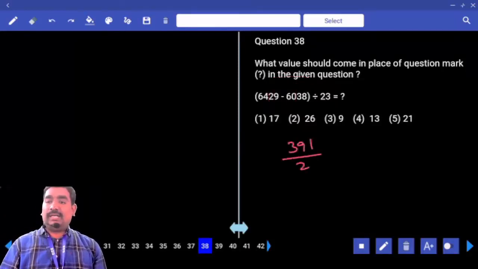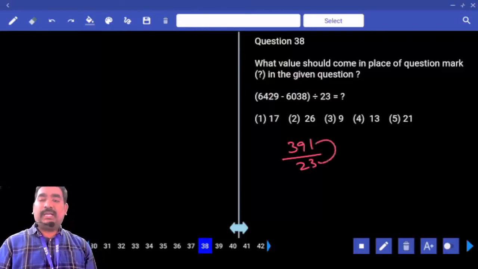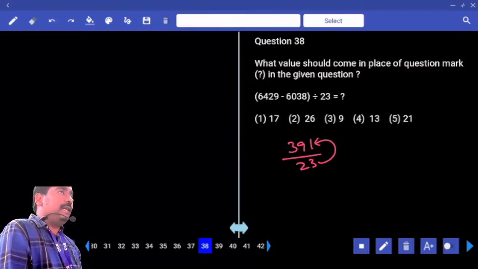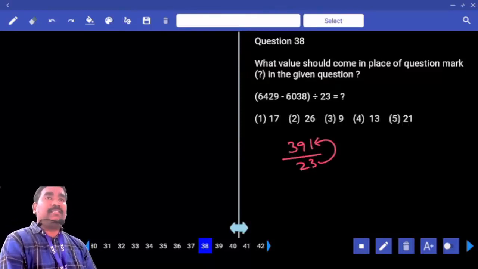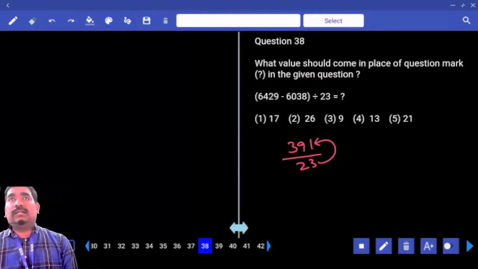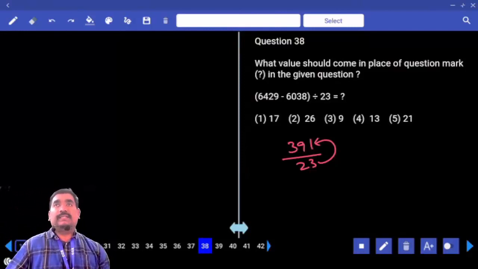390 divided by 23. Last digit verification. 3 becomes 1 means into 7. Answer ends with 7 or not? How many options? Only one option, that's your answer. Last digit verification.